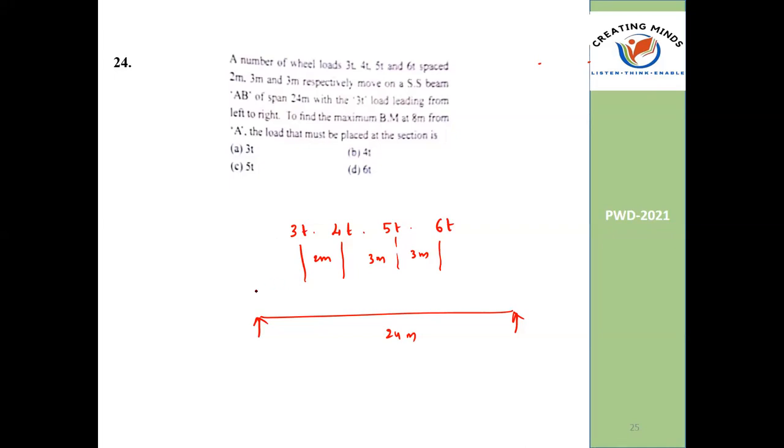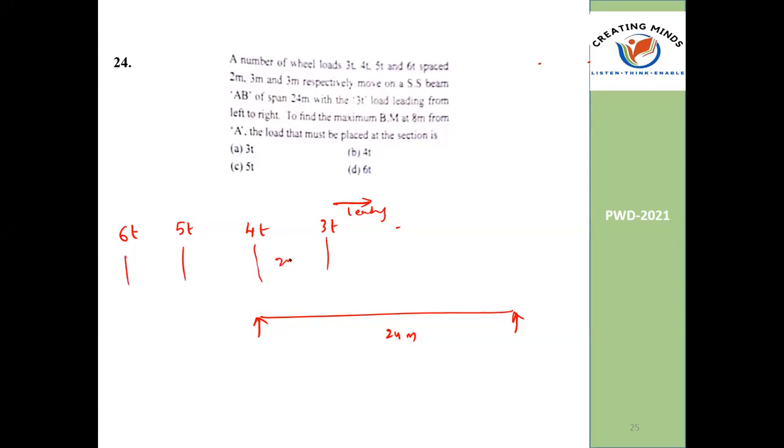If 3 ton is leading, it comes first. So I have to change the pattern like this. I have to take it like this: 3 ton, 4 ton, 5 ton, 6 ton. 3, 4, 5, 6, right? So this is leading, and this only follows, okay? And the spacings are like this.